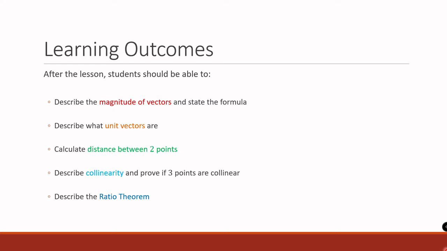In this video, we're going to talk about the magnitudes of vectors and what are unit vectors, and we'll look at how we can calculate distance between 2 points. We will look at how to prove that 3 points are collinear, and finally the ratio theorem.